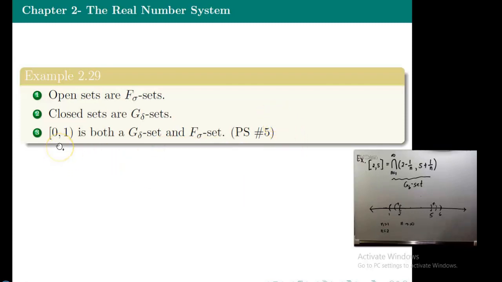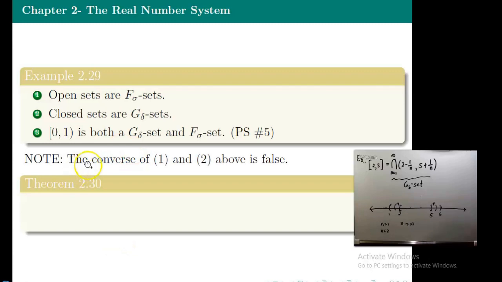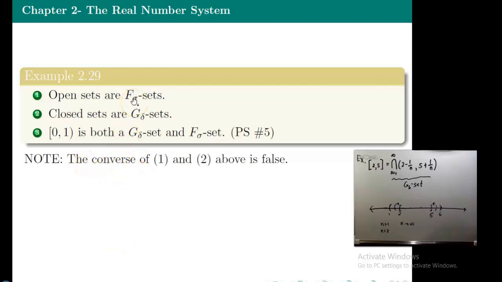You're going to show the countable intersection of open sets, which is equal to this interval, and also the countable union of closed sets, which could be equal to this interval. So we note that the converse of 1 and 2 above is false. It means open sets are not necessarily G delta sets, and closed sets are not necessarily F sigma sets.